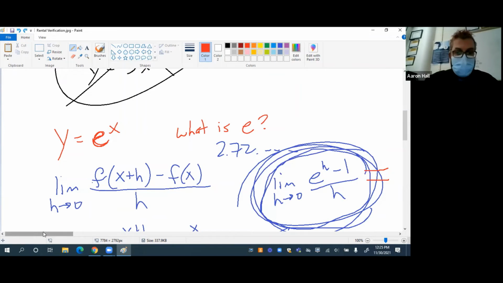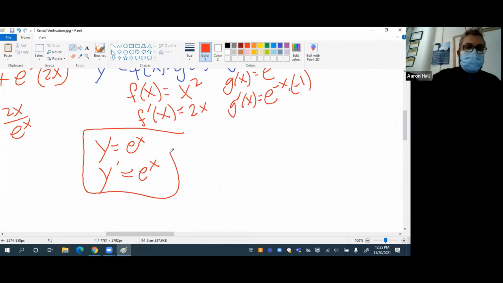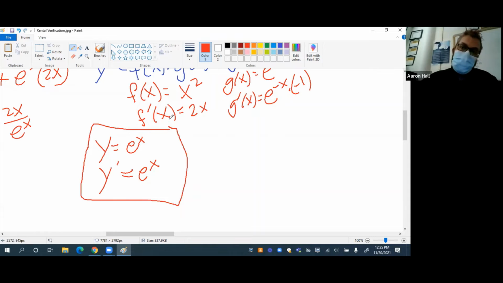What you do have to have memorized is the derivative of e to the x, which is e to the x. It's the same. You just have to remember the chain rule and the product rule and the quotient rule and all the other fun stuff. Okay, now Bentley asked, is this the only exponential where the derivative is itself? And unfortunately, the answer is yes.